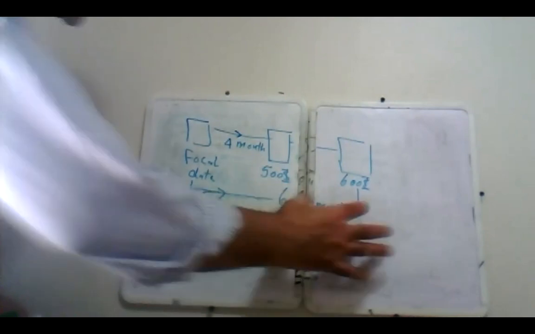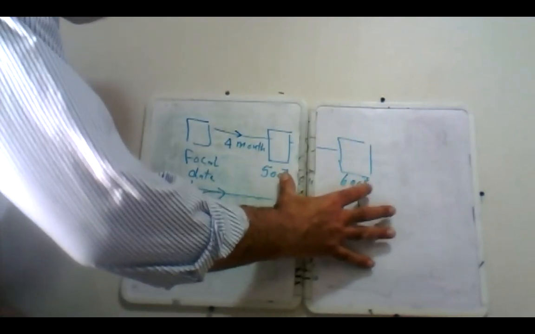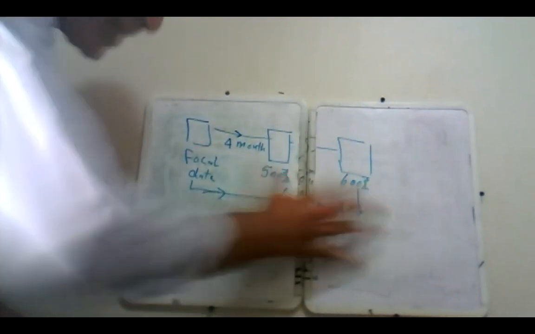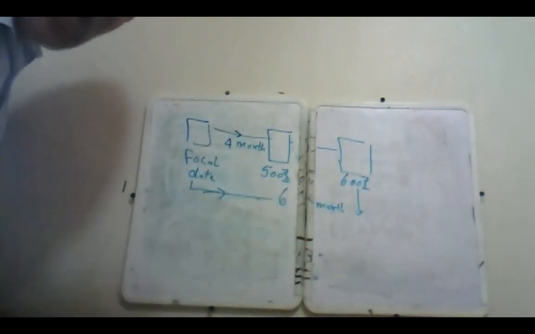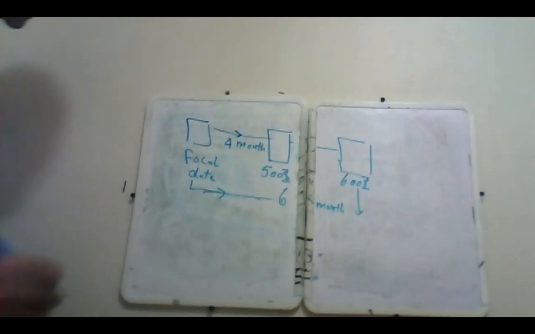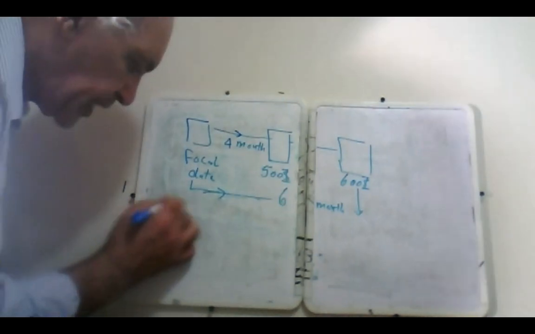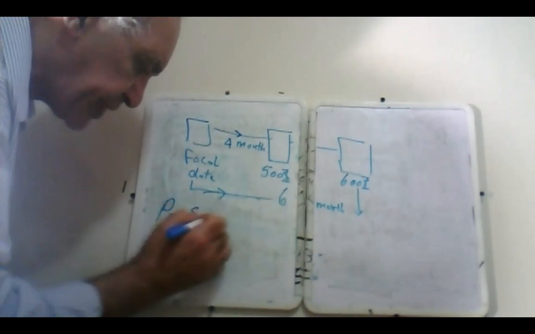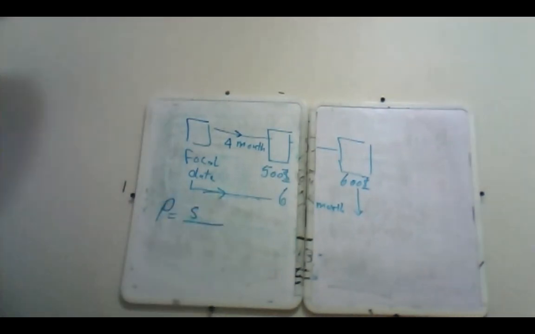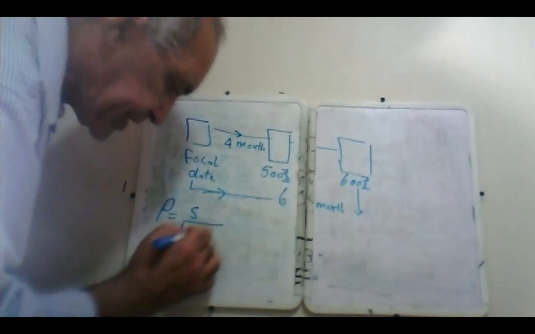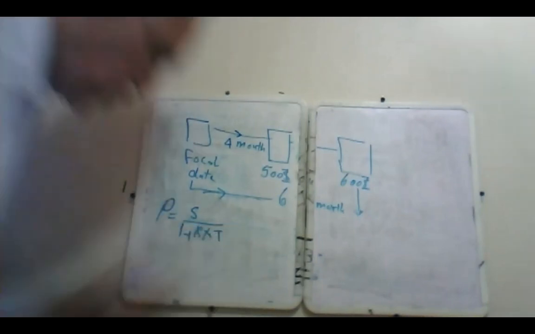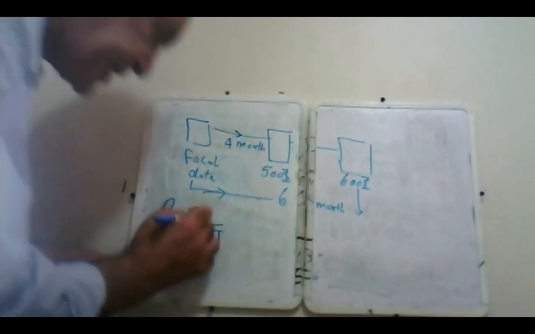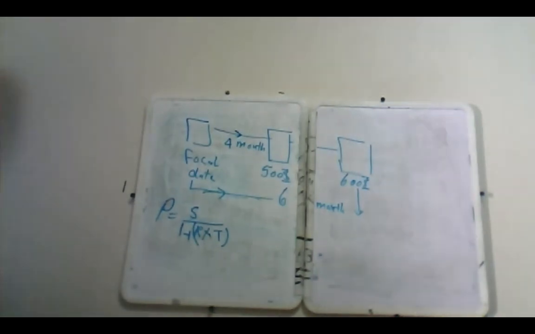If I want to settle these future debts now, I just want to settle these amounts at this focal date. How much will I pay? Then I will say the present value will equal the future value divided by 1 plus r multiplied by t, where r is the rate of interest and t is the period of time.